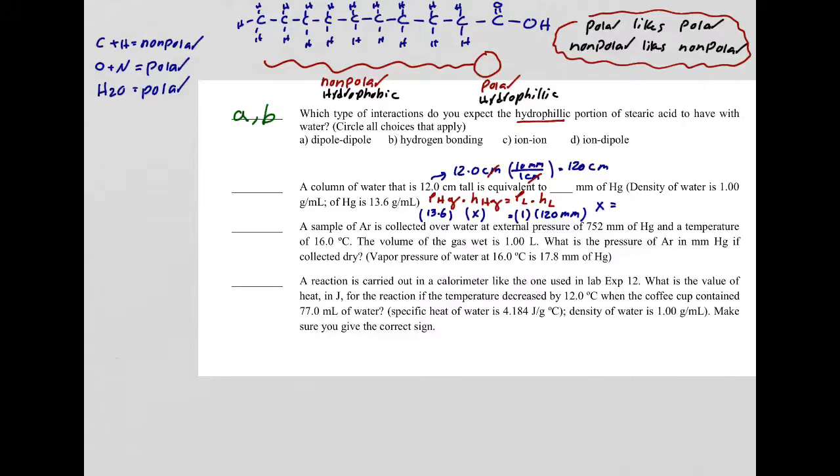If I solve for X, what do I get? I get 8.82 millimeters, right? Because everything in that equation is millimeters. So far, so good? Okay. Again, every time you see the height of the mercury, write down this equation, plug in what is given to you, and then figure out what is not given to you. But don't forget, everything has to be in millimeters. All right, beautiful. Let's keep going, making good progress. A sample of argon is collected over water. Again, I went over a lot of this in lecture 2.